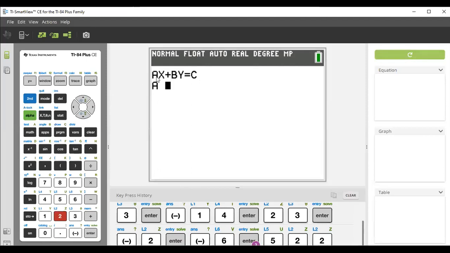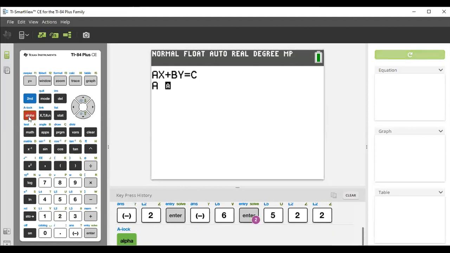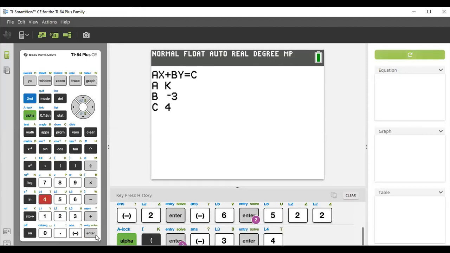Now, the coefficient for the X term was actually a constant, so we're going to put that in. The way you would enter a letter is you press the alpha button, and then you press the green letter above the key, so this would be K. And now press enter. And then we're going to put in a -3 for the B term. We're going to put in 4 for the C term.